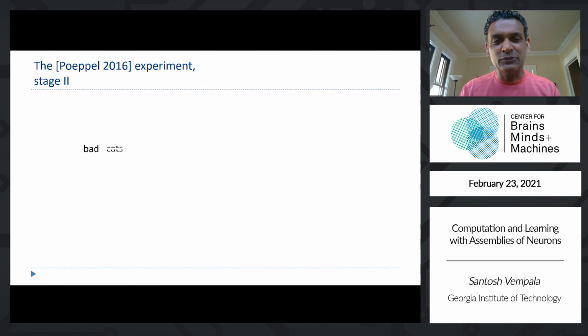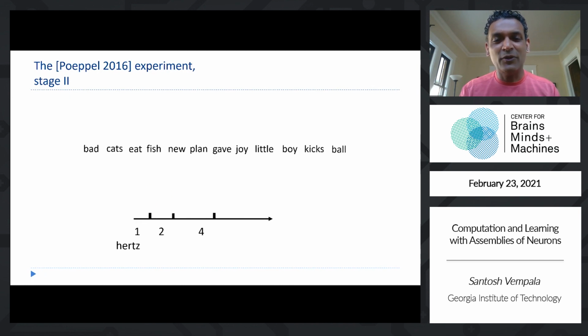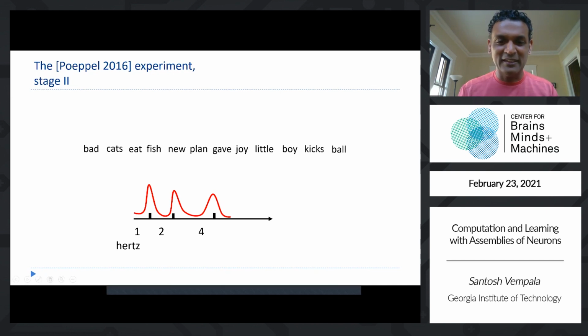And then in stage 2, he reformulates them into little sentences. Bad cats eat fish, new plan gave joy, little boy kicks ball. And now he notices that there are 3 spikes. There's still one at 4 hertz, one for every word. But then there's one at 1 and there's one at 2. And if this were live, I would now ask you, what do you think the 1 and the 2 are for? And indeed, you'd see that the 2 is for phrases, bad cats, eat fish, gave joy, and so on. And the 1 is for sentences.